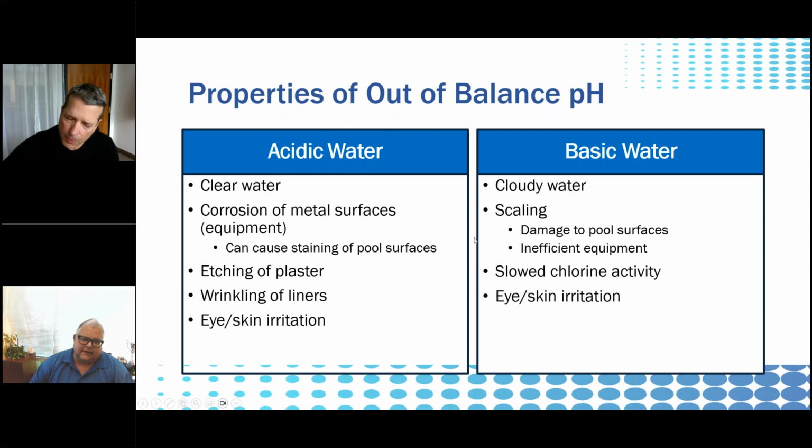So here are some of the properties when pH gets out of balance. We don't worry in saltwater pools about acidic water much, unless you just overdo it on your pH adjustment. Acidic water is corrosive. It's very hard on surfaces. It causes wrinkling of liners. But basic water is what we usually end up with. Basic water turns cloudy very easily. Calcium becomes less soluble. We're going to talk about that. So that leads to scaling. Your chlorine, as I talked about, gets lazy. And again, your eyes and skin get itchy.